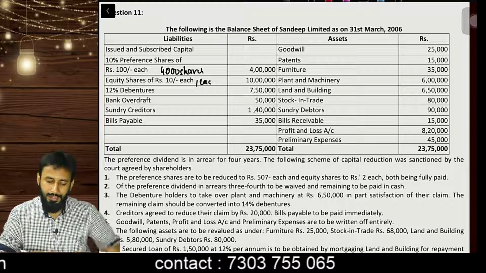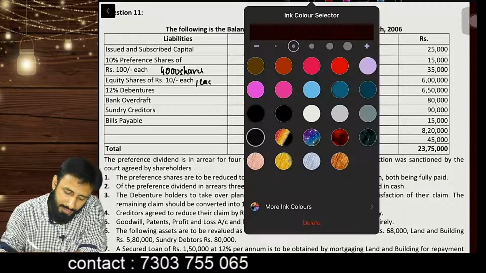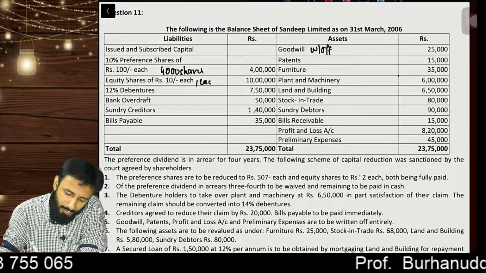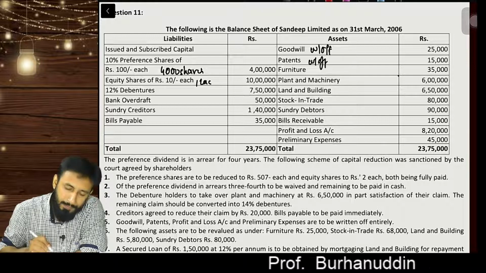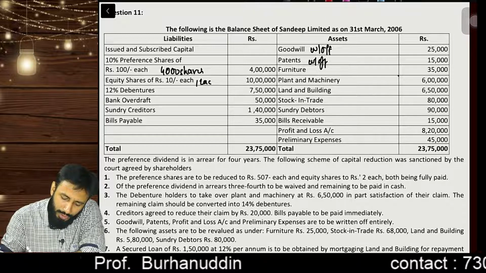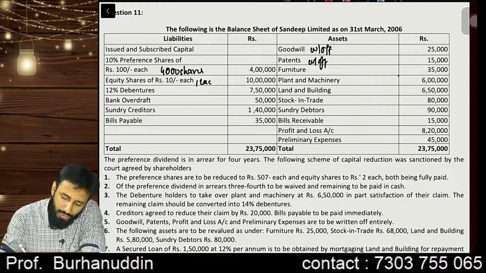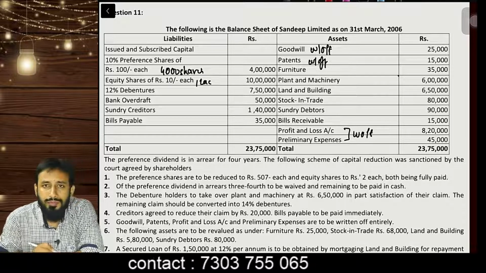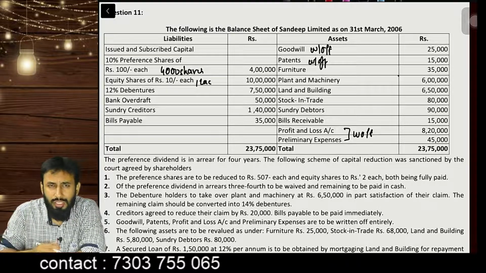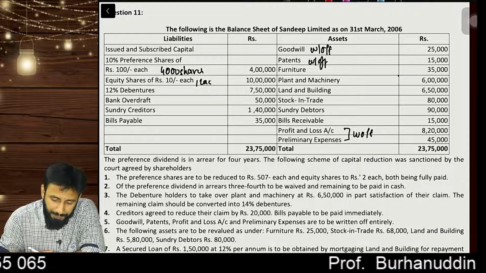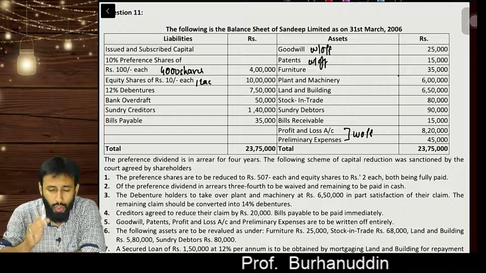Goodwill and patents, guys. Goodwill and patents are my intangible assets, and generally they ask us to write off. Correct now? Furniture, plant and machinery, land and building, stock in trade, debtors, bills receivable, profit and loss, and preliminary expenses. They should be compulsorily written off. Should be, but they will tell you. They will give you information in the textbook whether to write it off or not. Profit and loss is sure to be written off.